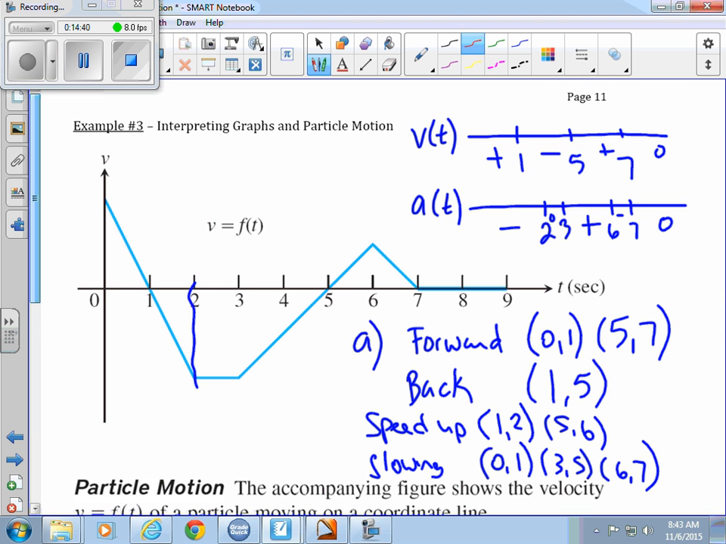From 3 to 5, opposite signs, slowing down. From 5 to 6, same sign, speeding up. From 6 to 7, opposite signs, slowing down. After that, we've got zeros, so neither speeding up nor slowing down. So that's a good look at both options for how to do speeding up, slowing down.